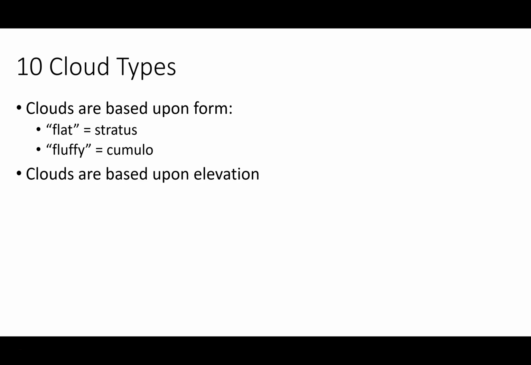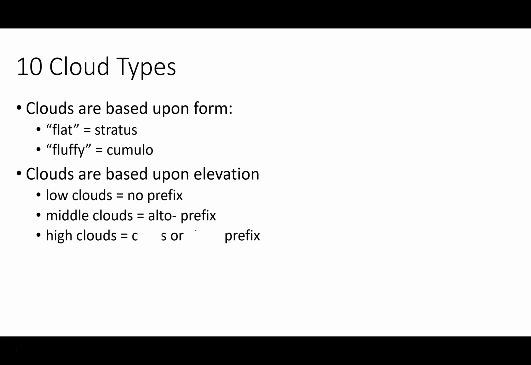Well, the other thing we need to do is describe what general elevation the cloud is. Basically, they take this layer of the atmosphere and chunk it up into three regions. We have the lower region, okay? If it's a relatively low cloud, it's going to get no prefix. If it's in the middle region of the troposphere, it's going to get an alto prefix. And if it's an upper one, it's going to get a cirrus or cirro prefix.